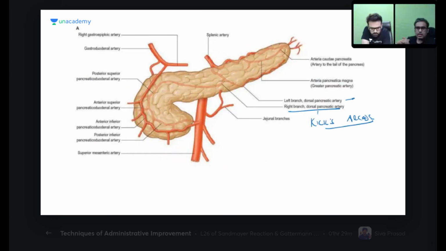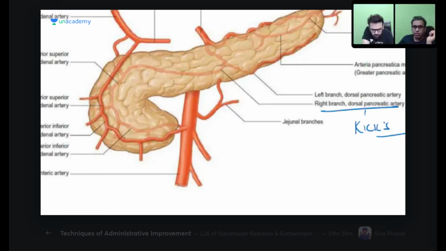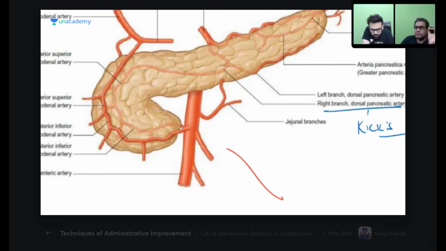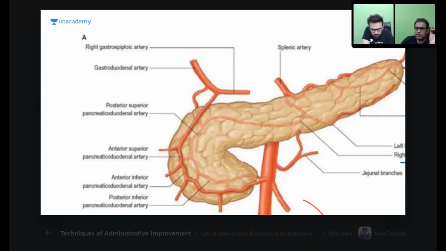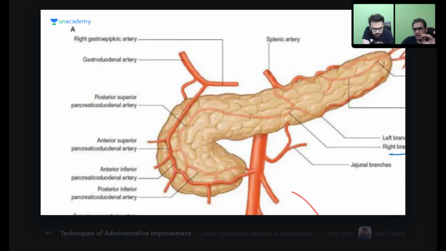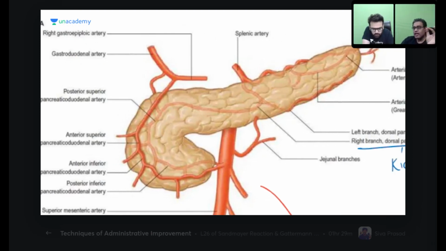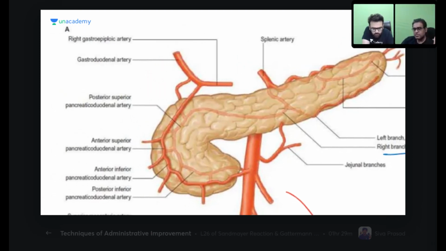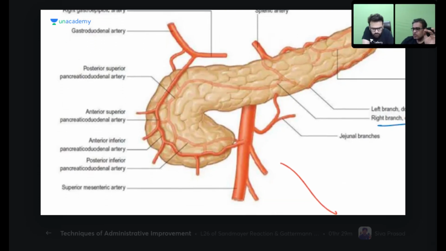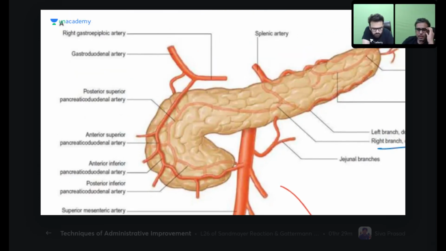Boss, next slide, please. Thank you, boss. So this is our arterial supply. Arterial supply of pancreas. Now here you have to note down a few things, guys, because it is slightly important over here. Now pancreas is supplied by both the foregut artery and the midgut artery. The foregut artery is the splenic artery over here, that is a celiac trunk branch, and the midgut artery is your superior mesenteric artery.